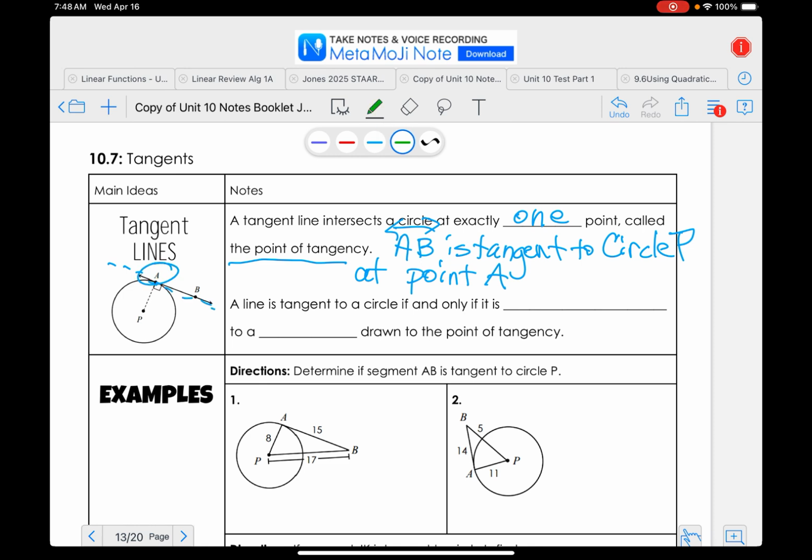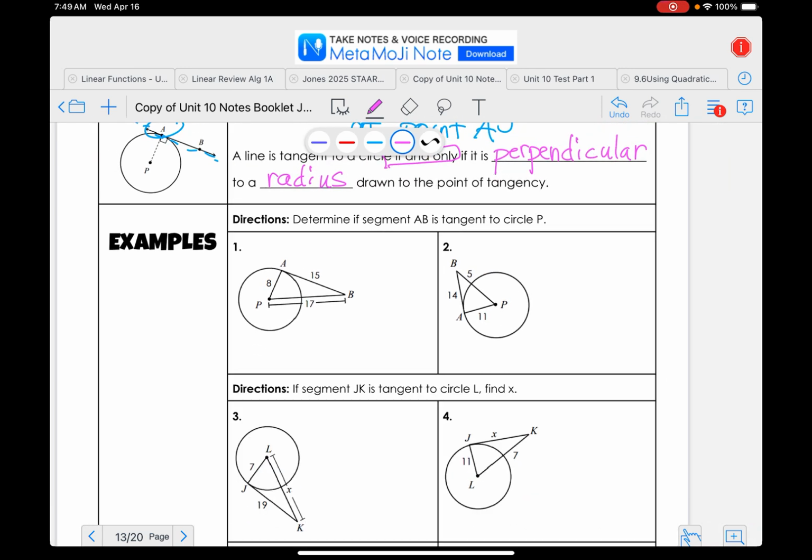A line is tangent to a circle if and only if, remember those biconditional statements, if and only if it is perpendicular to a radius drawn to the point of tangency. So let's determine whether segment AB is tangent to circle P. If it's tangent, it's perpendicular. If it's perpendicular, you can make a triangle here and it will satisfy the Pythagorean theorem.